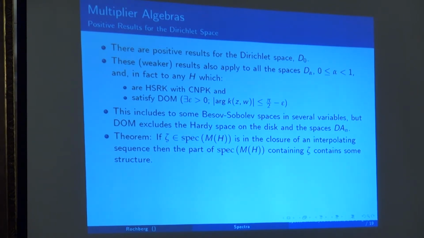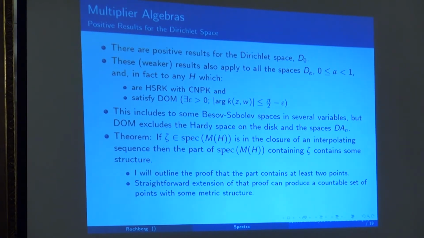So the theorem is, if I'm in the closure of an interpolating sequence, then that Gleason part in the spectrum of the maximal ideal space contains some structure. I wanted an analytic disk. I'm going to get some structure. The structural outline will be a very unimpressive structure. I will prove it has at least 2 points.